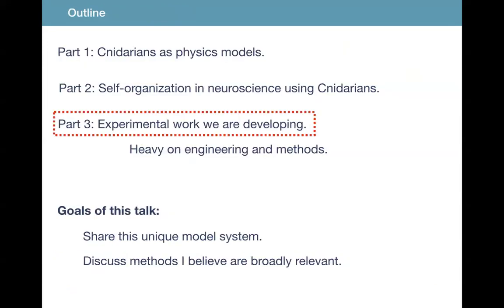And so from there, I'm going to move to some experimental work that we're developing toward this goal. But again, I'll pause and see if there are any questions. So any questions now?